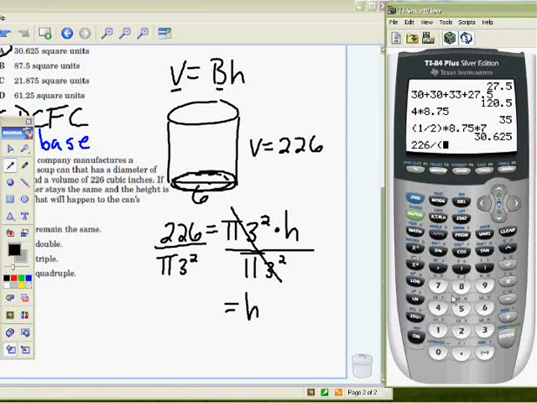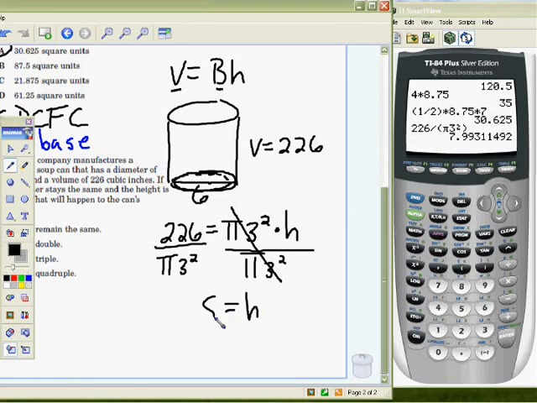When you're dividing something and the bottom number, or the top number for that matter, has more than one thing in it, like here we have 9 times pi, or 3 squared times pi, put that in parentheses, because your calculator knows the order of operations. Let me just show you. Here I get 7.99. Well, I'm just going to call it 8.